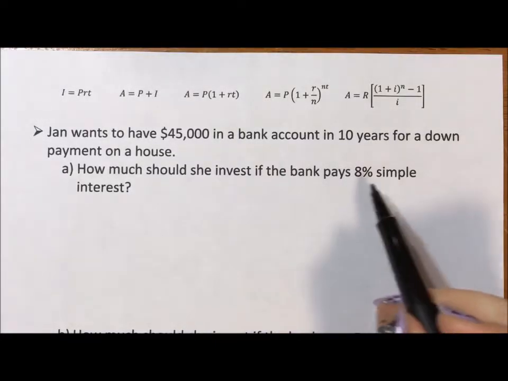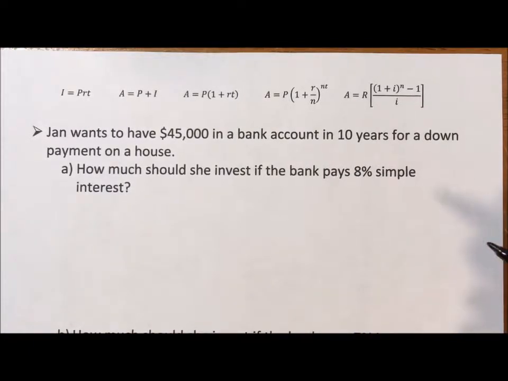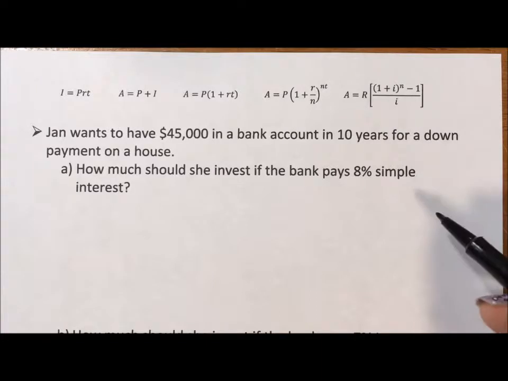So if she found a bank that pays 8% simple interest, this means that with simple interest, you calculate the interest once, and then that is exactly the amount of interest you earn each year. It never goes up. Compound interest is each iteration of the interest. You earn interest on your interest, so you're going to earn more money at the end.